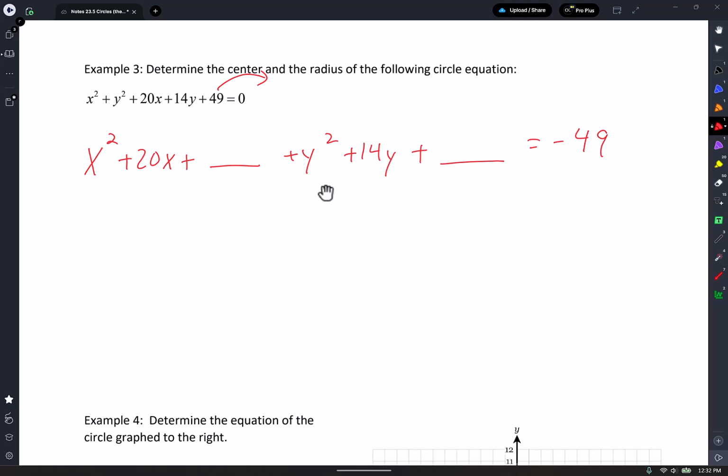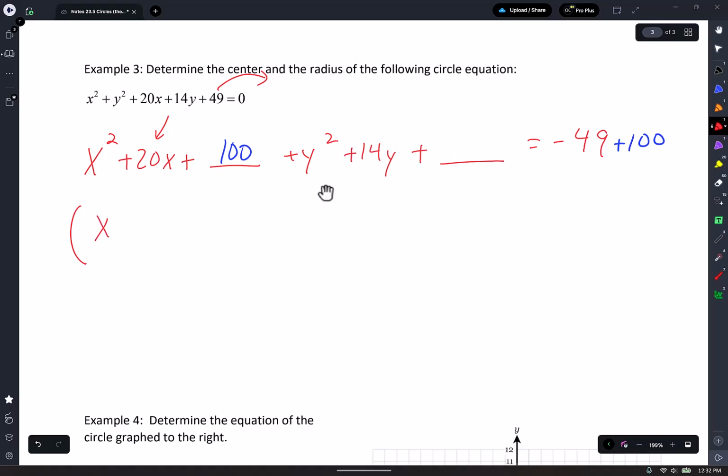So here's my move. Take this 20 and I'm going to do what? What's 20 divided by 2? And then what am I going to do with that 10? What's 10 squared? So I'm going to put plus 100 right here. Whatever I do to one side, I do to the other. Are we okay? So this x squared plus 20x plus 100 reduces to x plus 10 with a square on it. Whatever this number was divided by 2, that's what goes right there. You keep that sign. That plus is this plus.